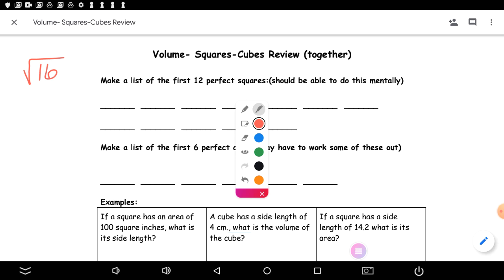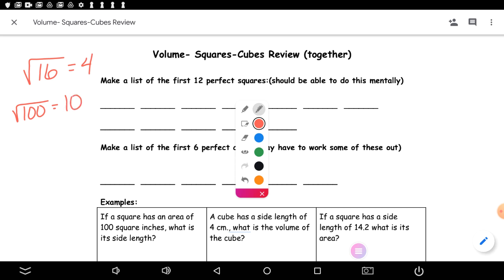What number times itself equals 16, Dayton? 4. Okay, so the square root of 16 is 4. And that's a question. When you see that, it says, what is the square root of 100? Alex? 10. Why?